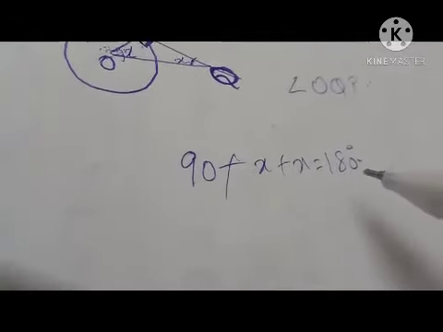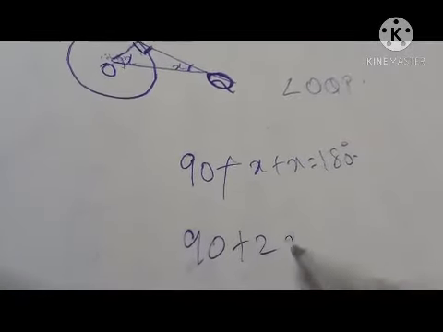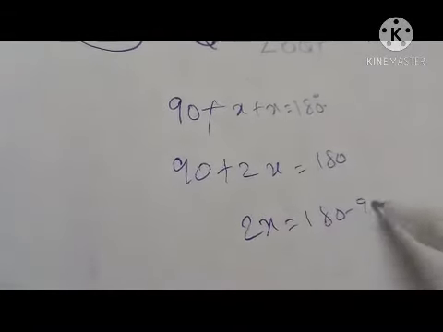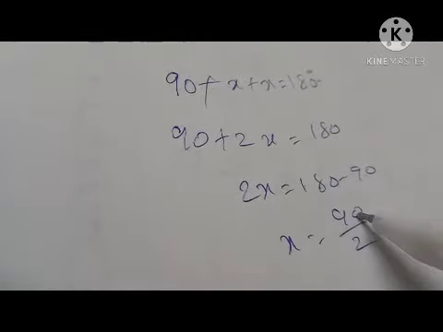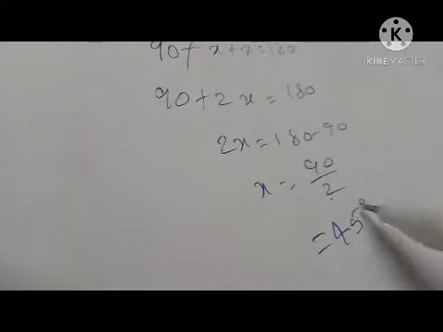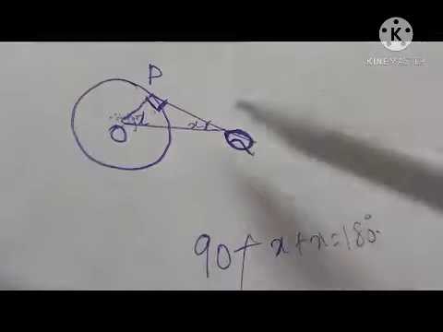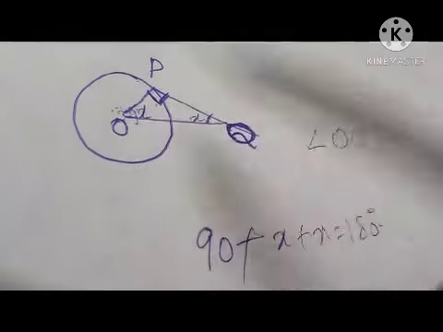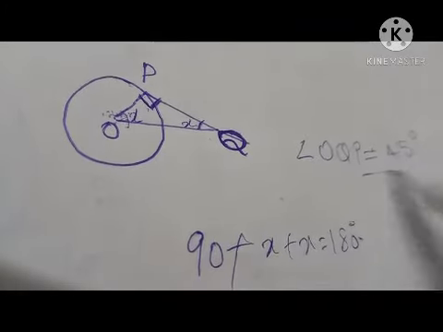No need to write the reason and all because it is only a 1 mark question. So 90 plus 2x equals 180. So 2x equals 180 minus 90. x equals 90 by 2. 180 minus 90 is 90, then this 2 becomes divided by 2. That is equal to 45 degrees. That means these two angles are equal to 45 degrees. But here they asked to find only angle OQP. So this angle OQP is equal to 45 degrees.